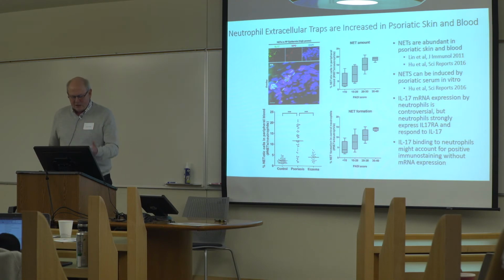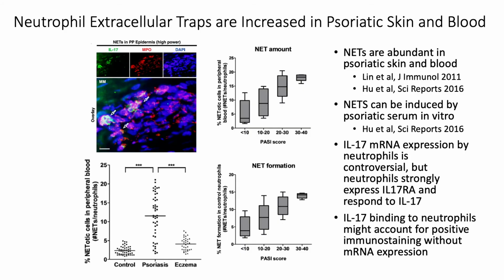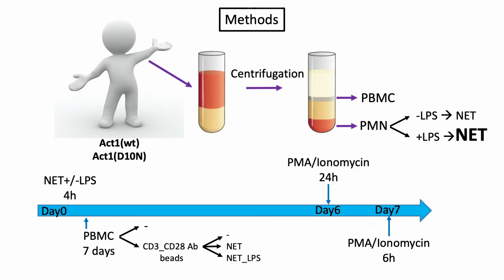You can actually show that there's stuff in psoriatic serum that will activate these neutrophils to make what's called neutrophil extracellular traps. You can take normal neutrophils and take the serum from a psoriatic person, and depending on the severity of their psoriasis, they will increase the amount of nets that can be formed in vitro. And so this was Sylviane Lambert's work and Kaylee Hambro.